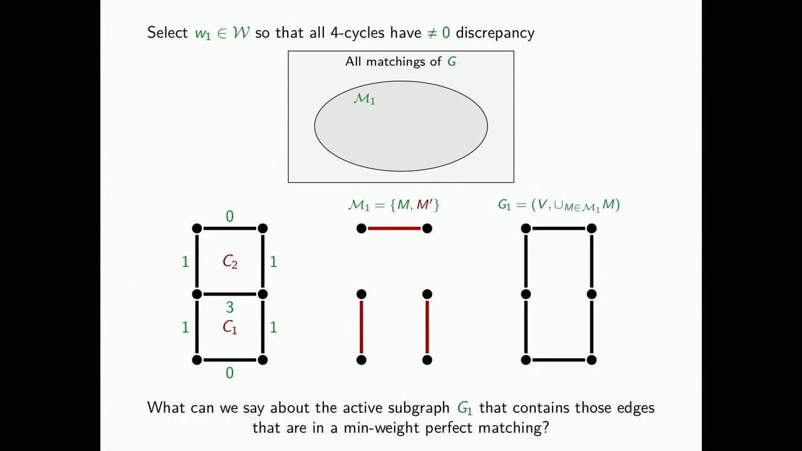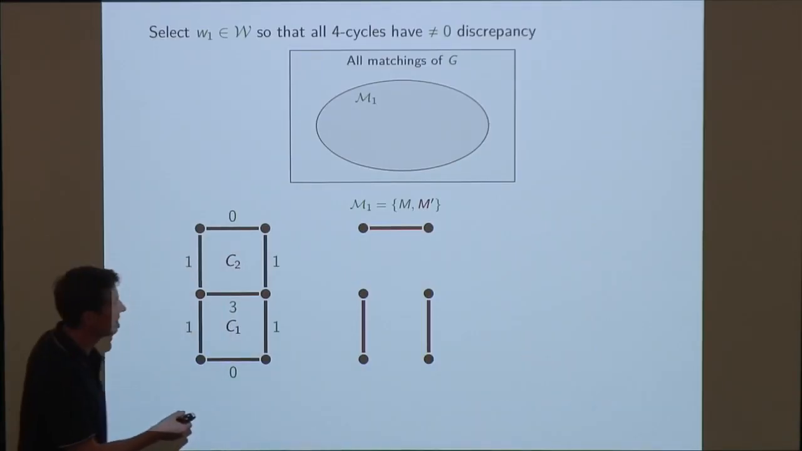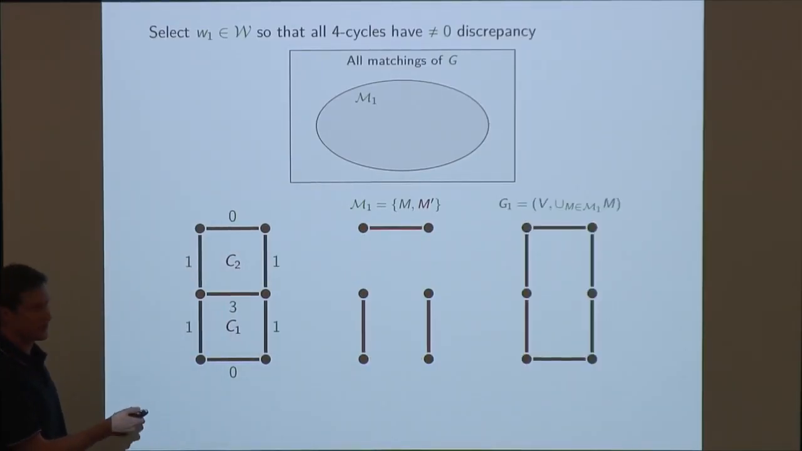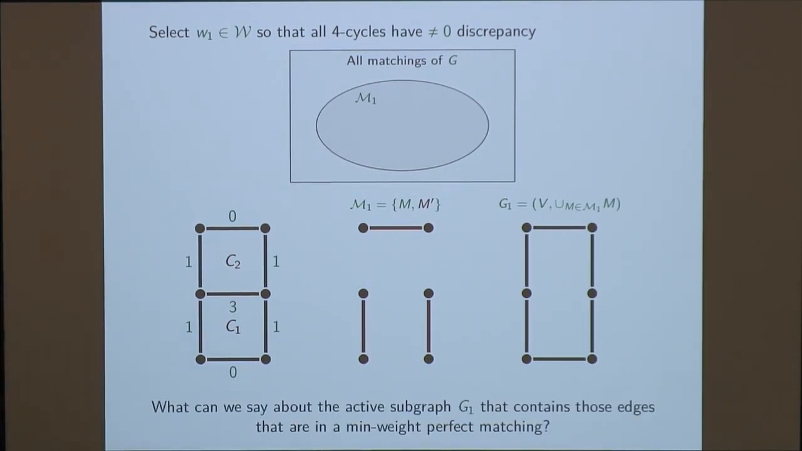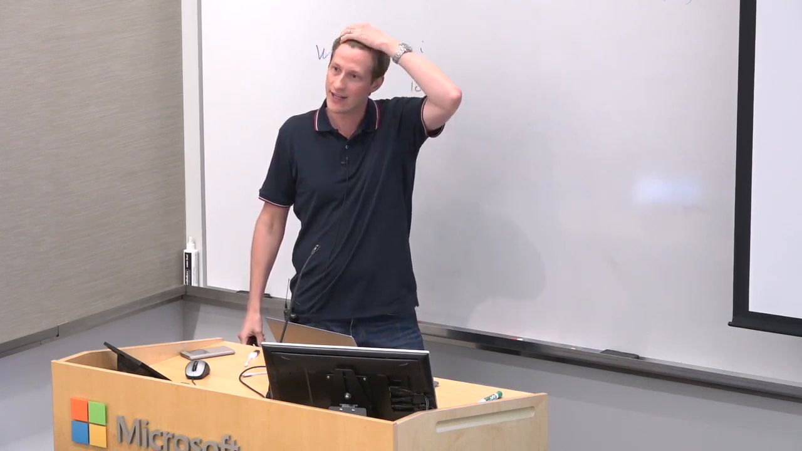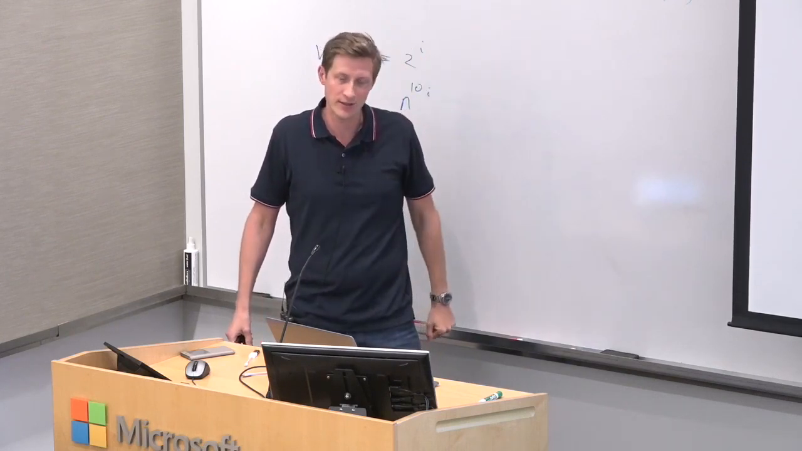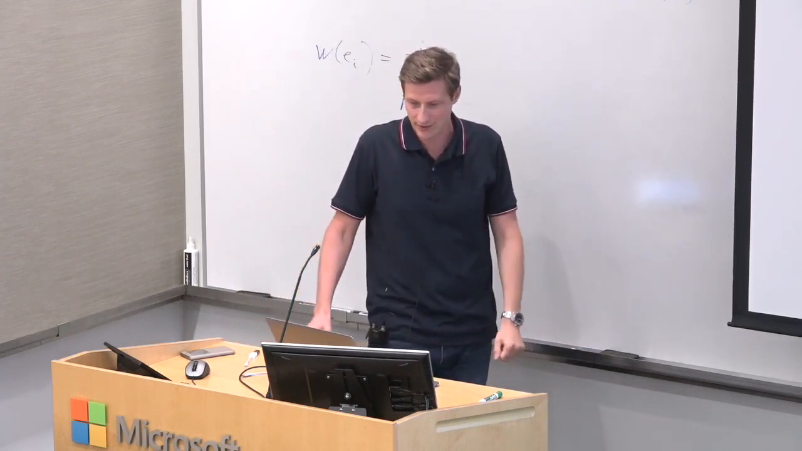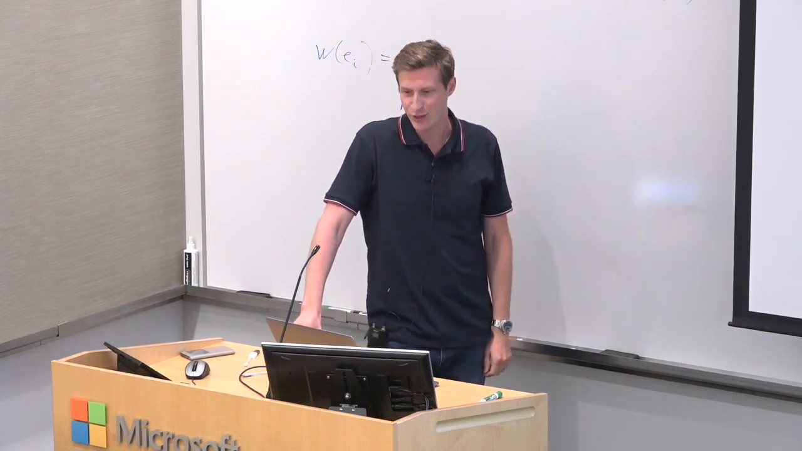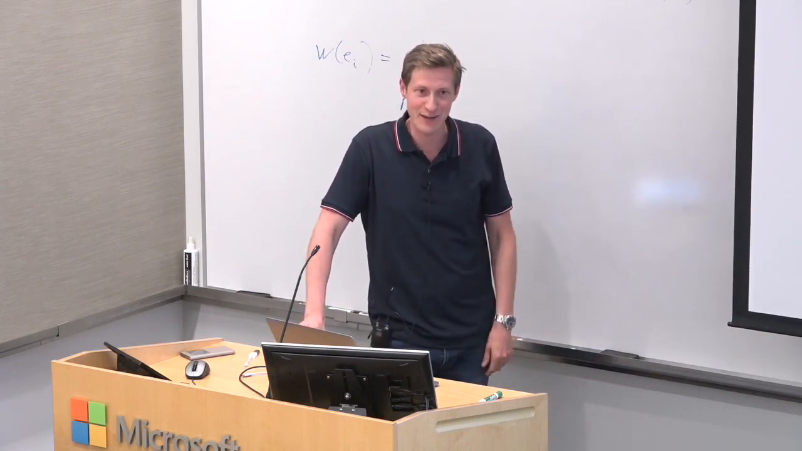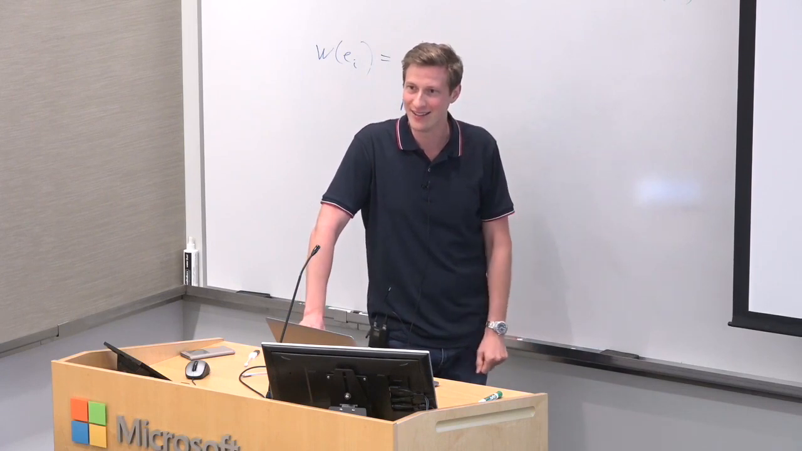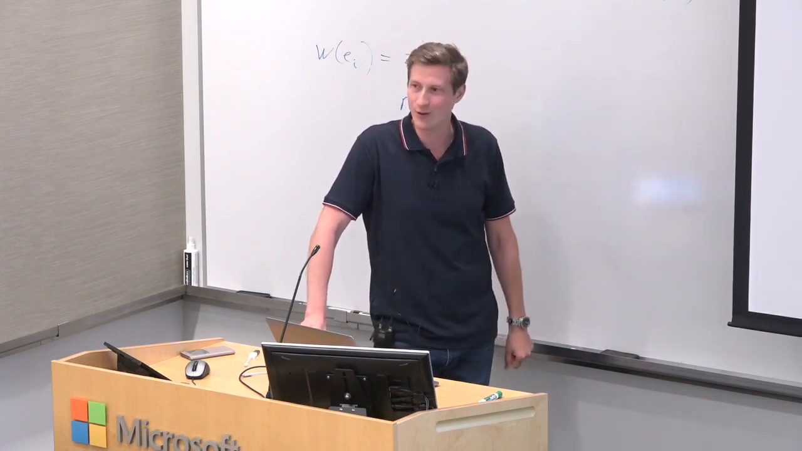The active subgraph, as we call it, contains all those edges that take part in at least one min weight perfect matching. So it's the green edges plus the red edges. That's the active subgraph, containing all the edges that exist in at least one min weight perfect matching. What do you think we can say about the active subgraph after selecting W1 to assign non-zero discrepancy to all the four cycles?